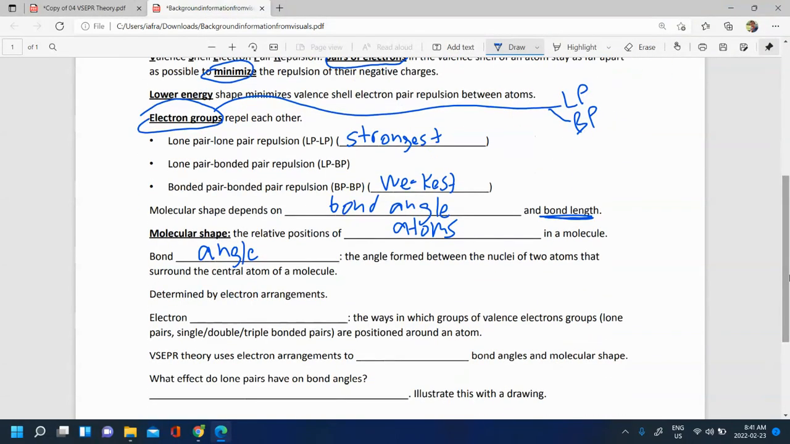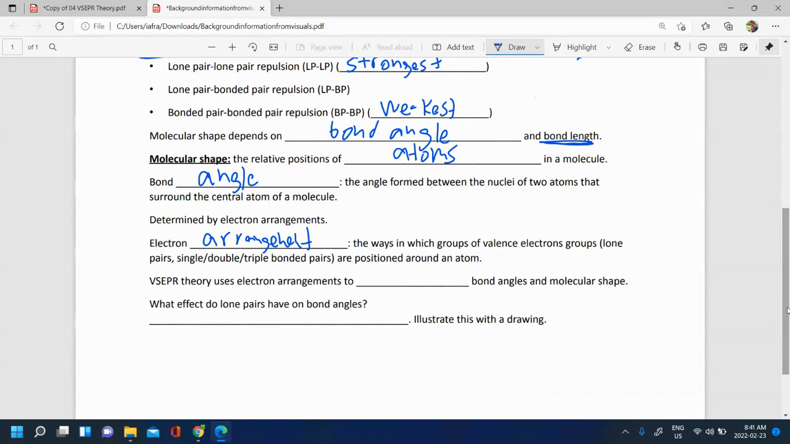And those bond angles are determined by simply our electron arrangements, which are the way that the electron groups arrange themselves around the atom due to the repelling. Again, the VSEPR theory uses the electron arrangements to predict bond angles and molecular shape.